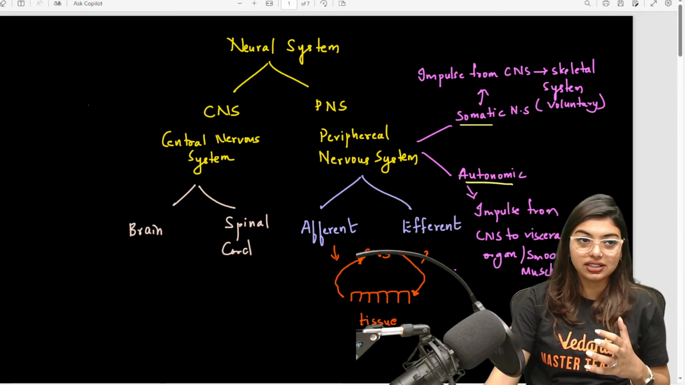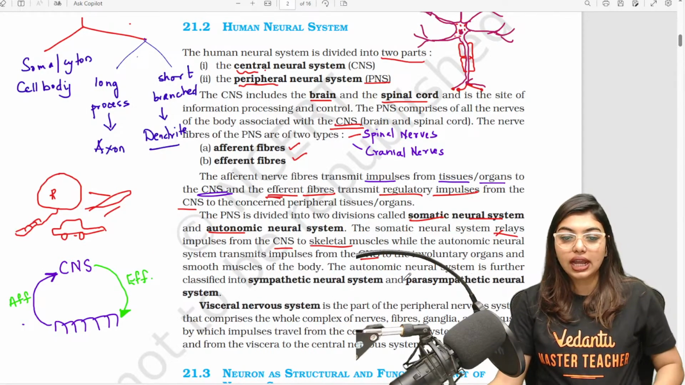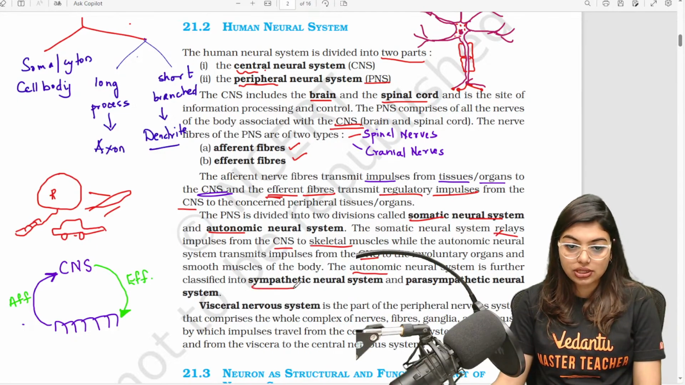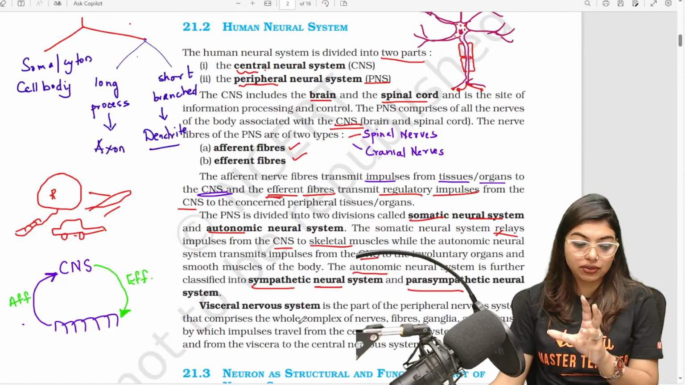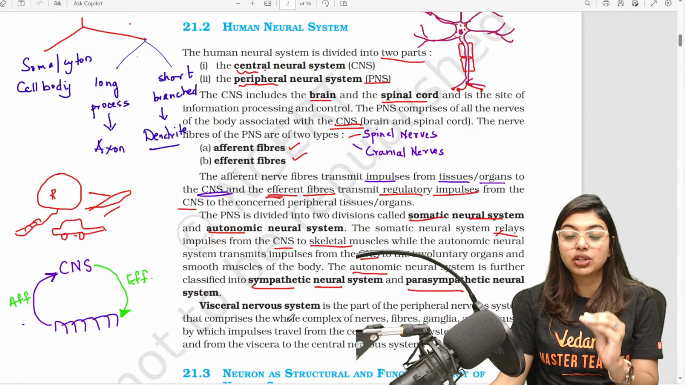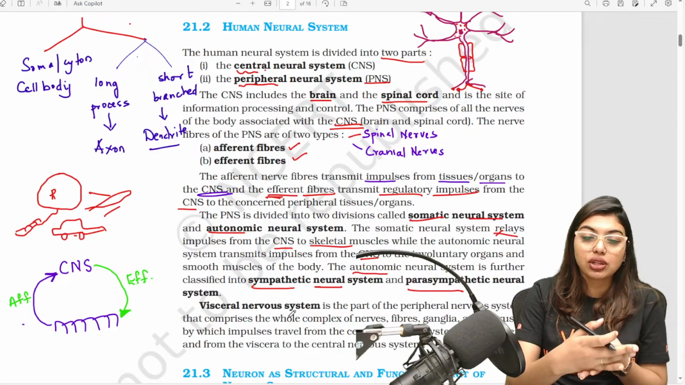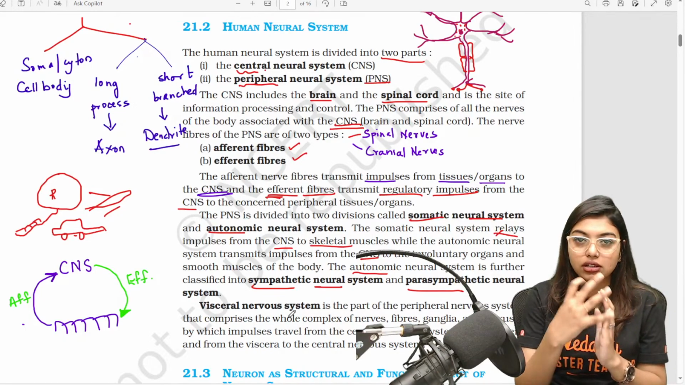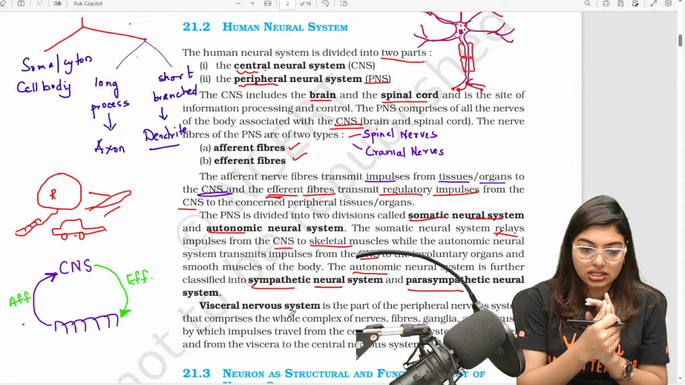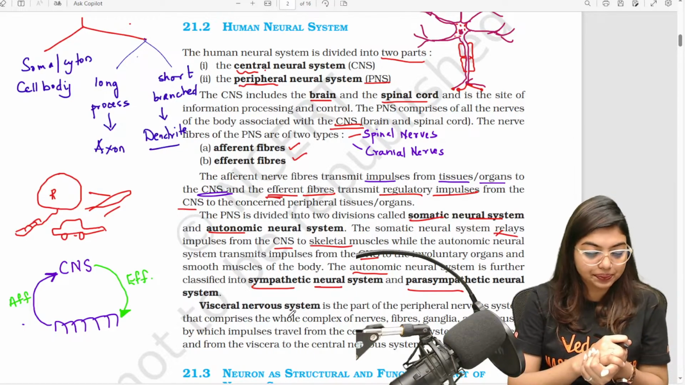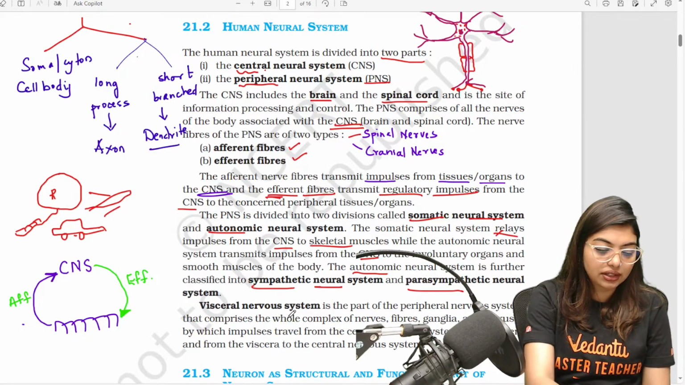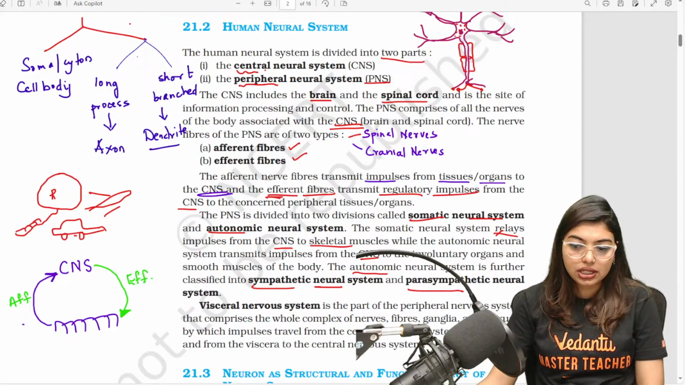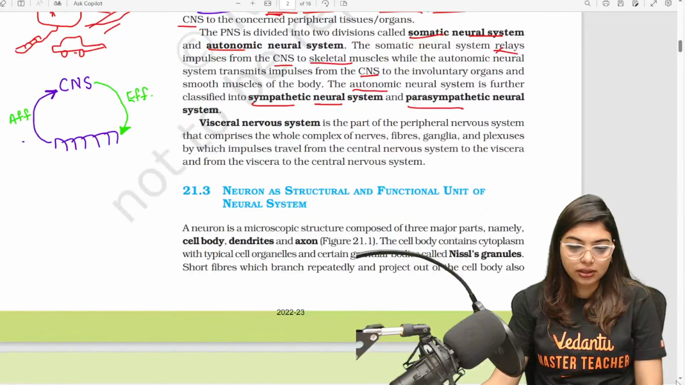Again, this is further divided. If we go back, you can see that the autonomic nervous system is further divided into sympathetic neural system and parasympathetic neural system. Visceral nervous system is a part of the peripheral nervous system that comprises the whole complex of nerves, fibers, ganglions, plexus, by which impulses travel from the central nervous system to the viscera, that means the cavity where the visceral organs are, and from the viscera to the central nervous system. Clear? So obviously the visceral nervous system is going to send signals to the visceral organs, right? Same thing is going to happen here. I hope so far it's clear.